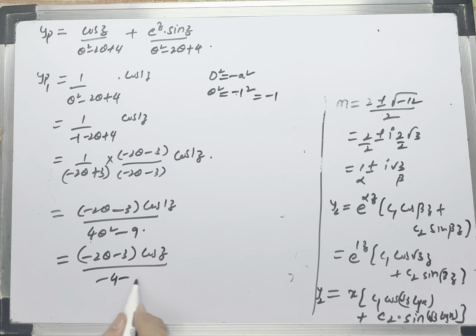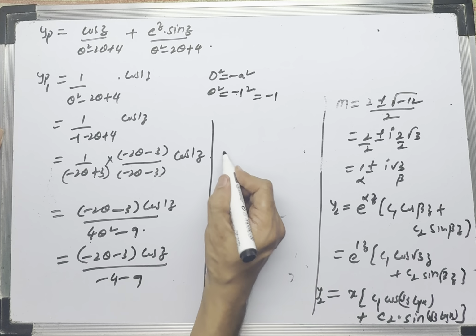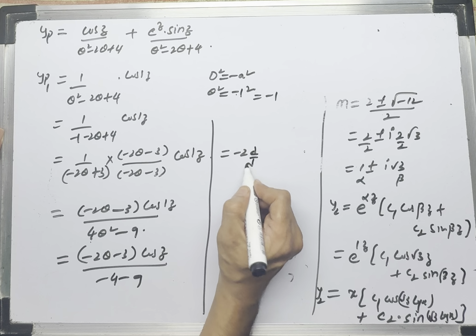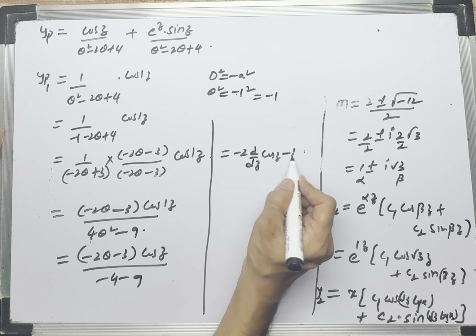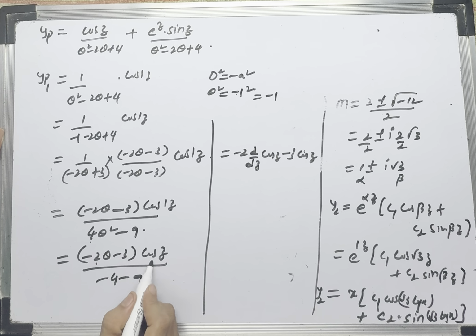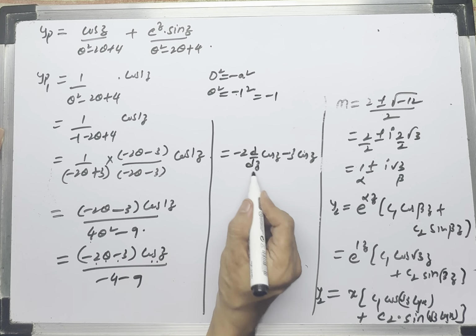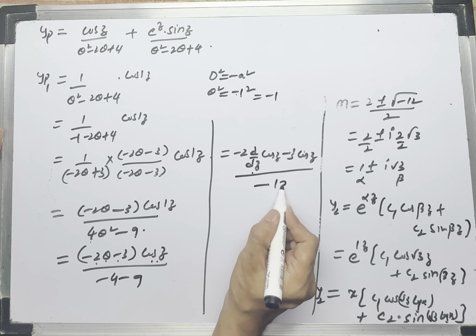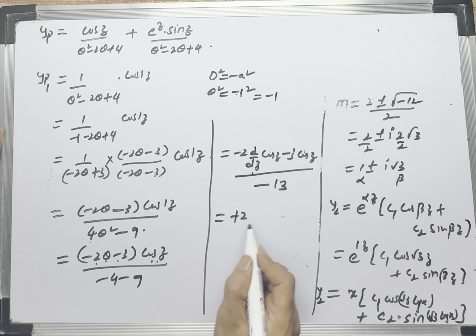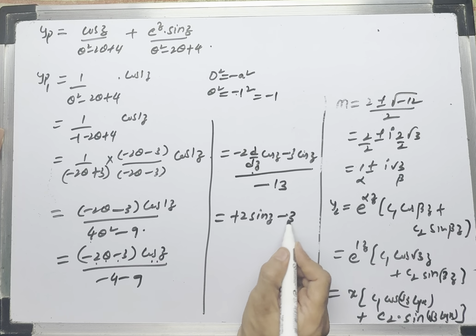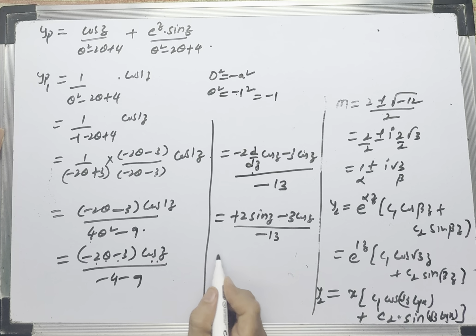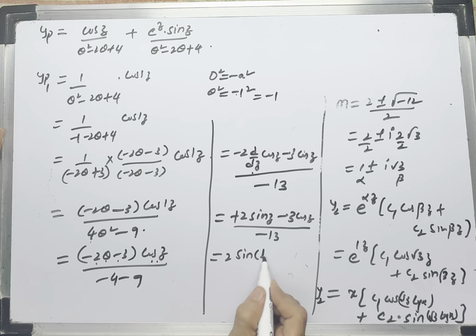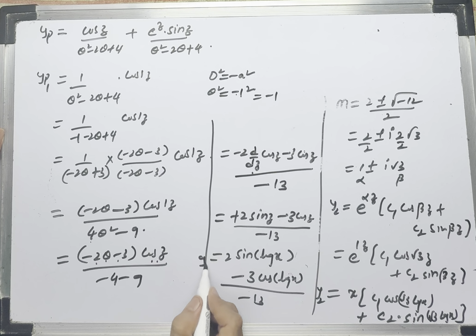Minus 4 minus 9. What I told you, theta value is d by dz. Minus 2 d by dz of cos z minus 3 cos z. This value is multiplied and this value is multiplied. Theta we are writing as d by dz by minus 13. Minus 2 derivative of cos is sin, minus sin. 3 into cos z divided by minus 13. Z value will replace now. Z is equal to log x, minus 3 cos of log x divided by minus 13. This is yp. Therefore, y is equal to yc plus yp.